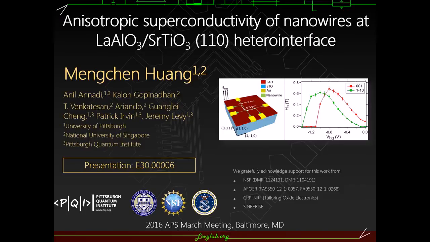Today I'm going to talk about our research project studying anisotropic superconductivity of nanowires at the 110 LaSTO heterointerface. This work is in collaboration with Dr. Mengchen and Dr. Arandu's group at the National University of Singapore.